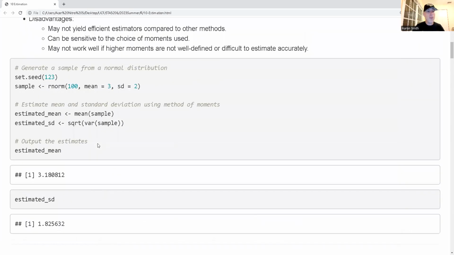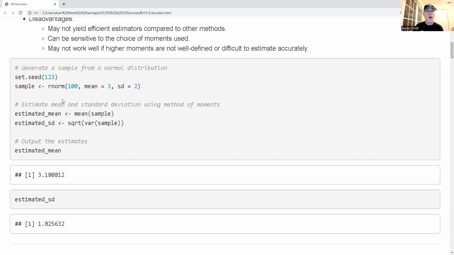Now up here, I forgot to say it, but the idea here is that I want to estimate the mean and the standard deviation of the source of my data. Since this is random number generation, I know the true value. I know the true value is 3 for the mean and 2 for the standard deviation. I want to use my sample to estimate the mean and the standard deviation. So we're pretending in this example that I don't know the mean, I don't know the standard deviation of my source of data. I have some observed data, and I want to make an estimate.